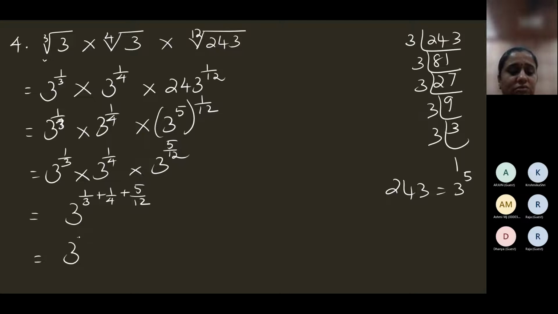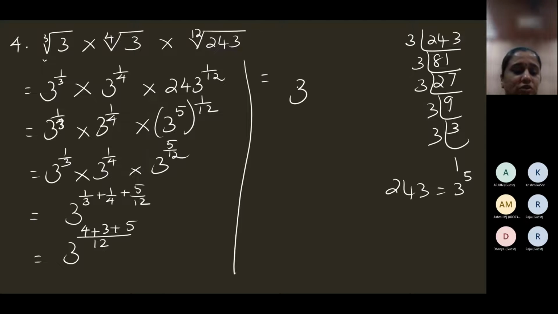So now 12 is the common denominator. 4 plus 3 plus 5, which is equal to 3 to the power 12 by 12, which is 3 to the power 1, which is nothing but 3. So the value of this expression, the product, is 3. Please take down, children. If you have any doubts, you can ask me.